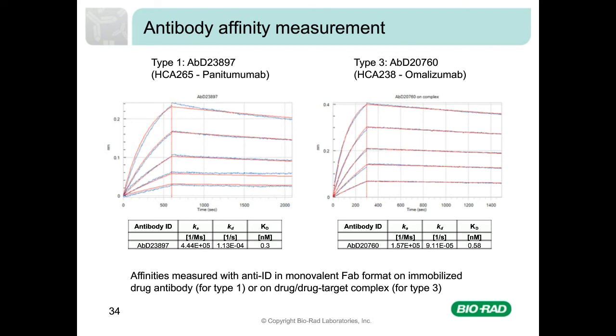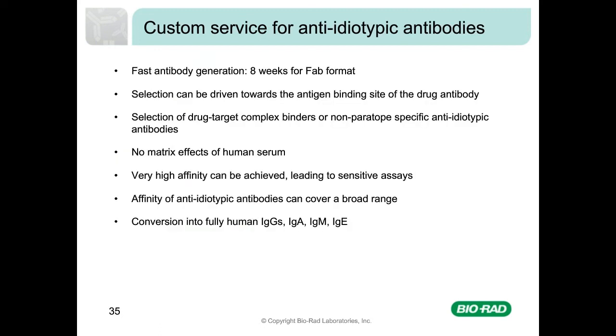I would now like to summarize our custom service for anti-idiotypic antibodies. We offer fast antibody generation, only 8 weeks for antibodies in Fab format, and the sequence of the antibodies is available. Selection can be driven towards the antigen binding site of the drug antibody by addition of soluble framework-matched antibody, which can block selection of framework-specific antibodies. We can select drug target complex binders or non-paratope-specific anti-idiotypic antibodies.